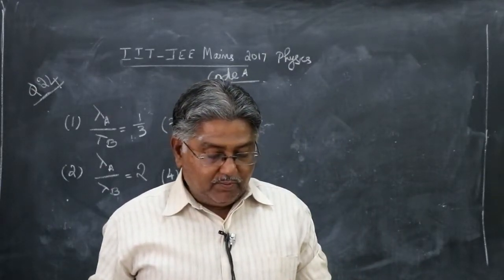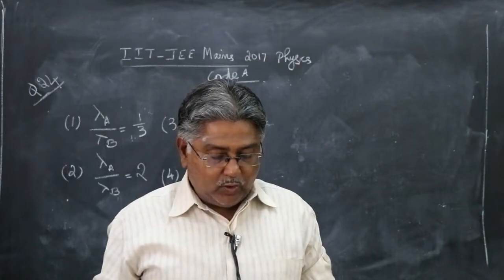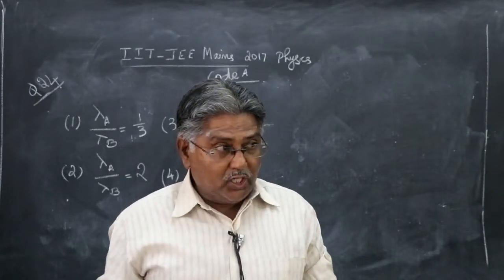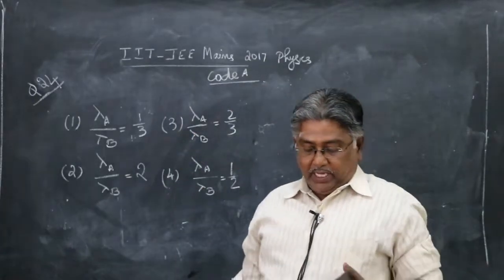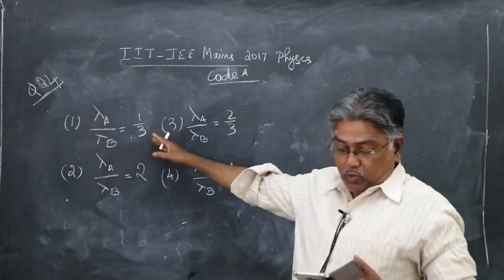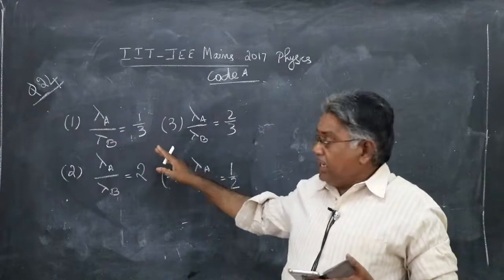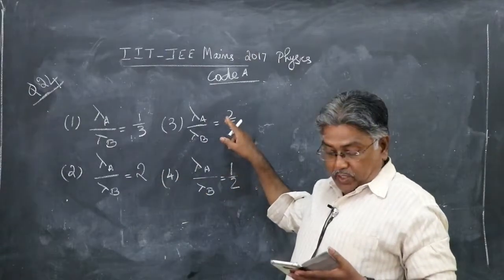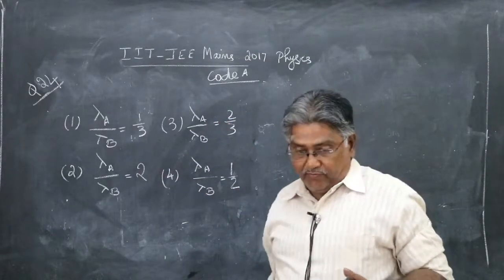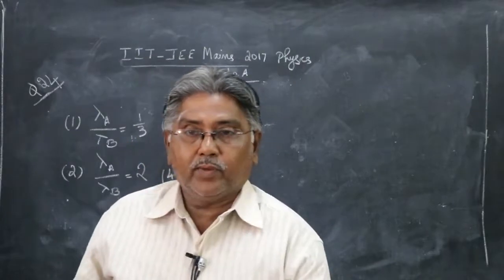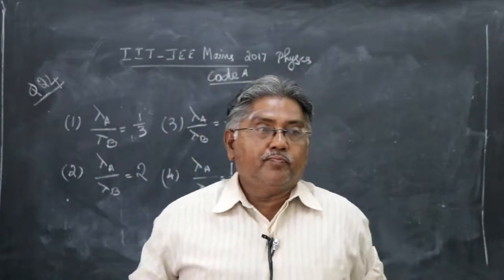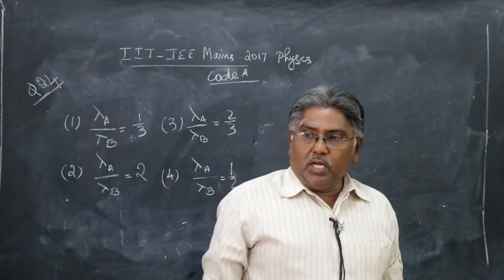The ratio of the de Broglie wavelengths lambda A to lambda B after the collision is: lambda A by lambda B is equal to 1 by 3, 2, 2 by 3, and half. We will see how to do the sum.